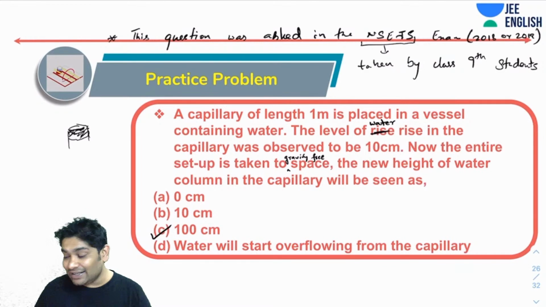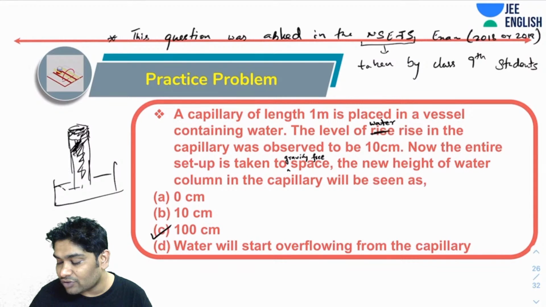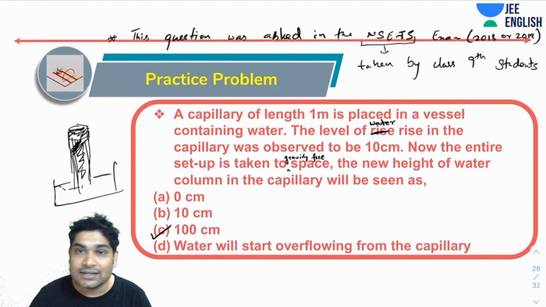So that is why the answer is D. The liquid would have risen to the total height of the capillary. So it would have filled the entire capillary, and then of course it would have stopped. Alright, so that is the answer. 100 centimeter would be the correct answer.